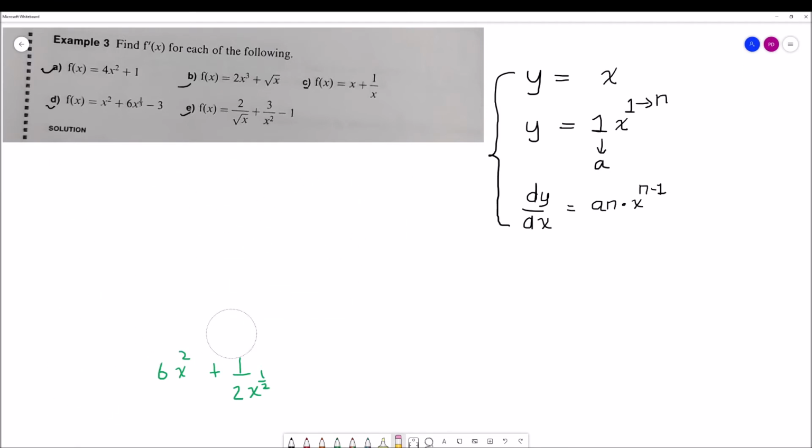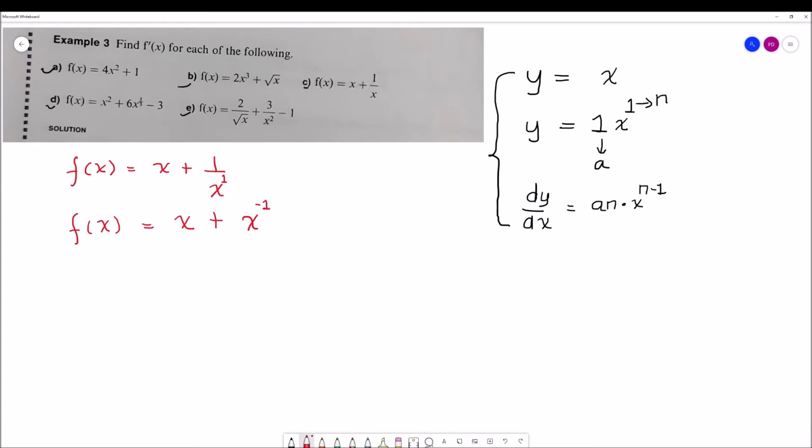The function of x is equal to x plus 1 over x. The power of x right here is 1, so let us move our x up. So this will be x plus x to the power minus 1.